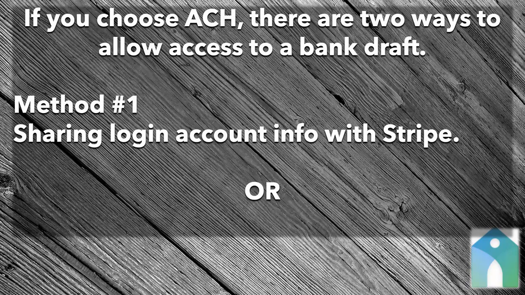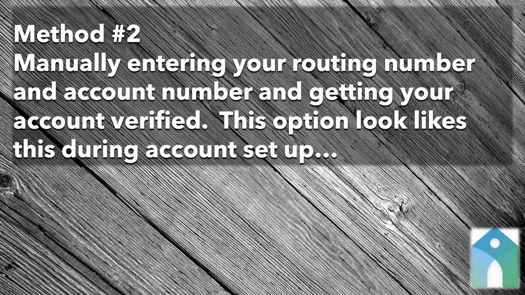Now, if you choose the ACH method, and that's the method I use to give online and to give digitally here at the church because it's less expensive for the church, there are two methods to use your ACH draft through your bank. Method number one is that you share your login information or account info from your bank with Stripe, and then they log in and are able to access that information. Method number two is where you would manually enter your routing number and your account number like you would for any bank draft or for any bill that you pay online, and then you have to go through the process of getting your account verified.